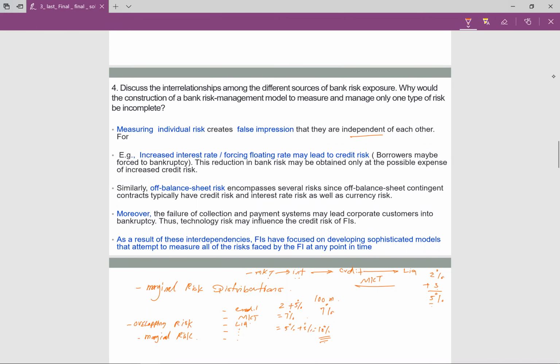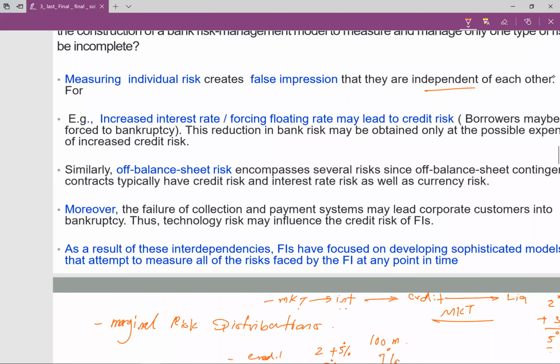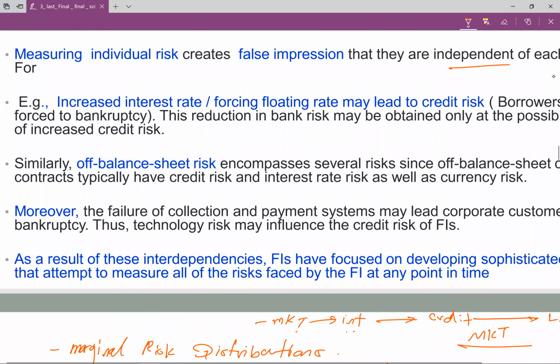Now, similarly, you can talk about off-balance sheet risk, which is the derivatives. The derivative contracts are the off-balance sheet operations. This is the abbreviation: the off-balance sheet is derivative contracts.